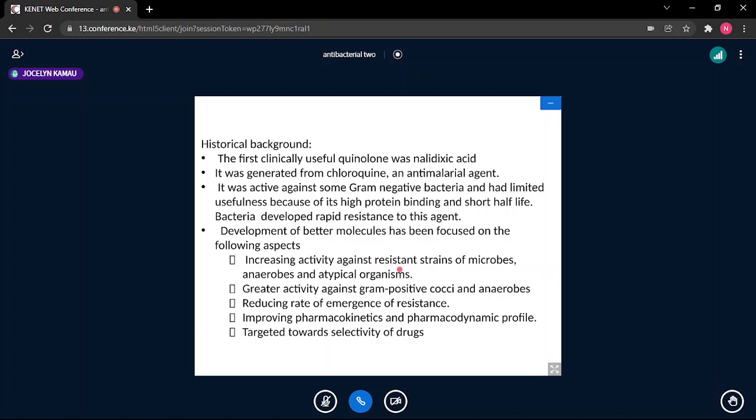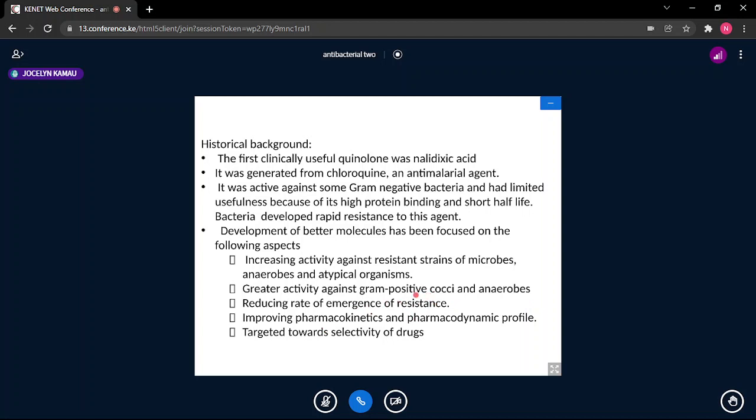One, increasing activity against resistant strains of microbes, anaerobes, and atypical organisms. That is the dream of the objectives of drug discovery and development, always to improve on the spectrum of activity: greater activity against gram-positive cocci and anaerobes. You can see it had some activity against gram-negative, so a narrow spectrum of activity. You wanted to increase activity against gram-positive cocci and anaerobes, reducing rate of emergence of resistance.